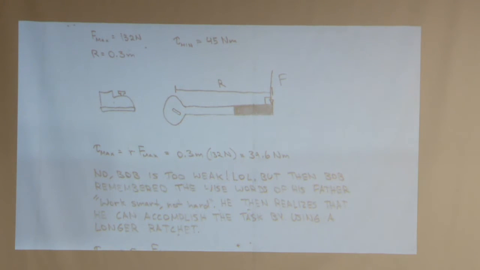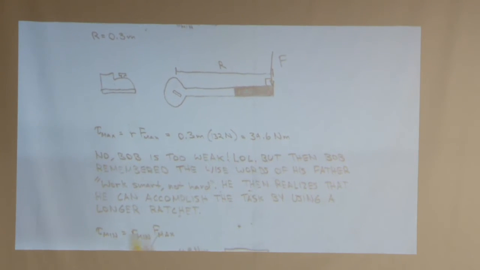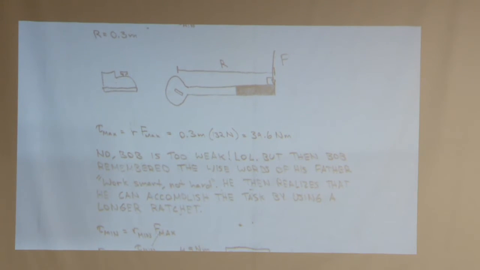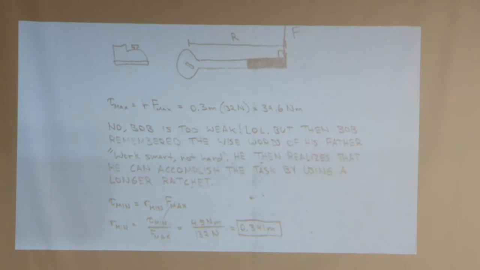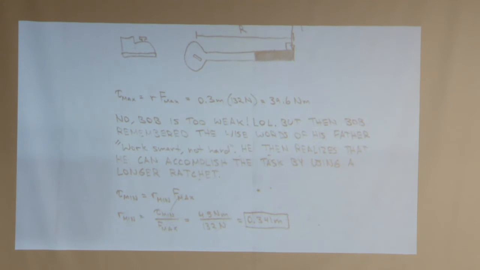All right, so now this part of the problem is going to ask, how long will the ratchet need to be in order for him to loosen his shoes? All right, so he obviously can't apply more force, so he's going to increase the radius to achieve the same amount of torque. All right, so the minimum torque needed is going to be equal to the minimum radius needed for the ratchet times his max force. All right, so then we're given the minimum torque, which is 45 newton meters. We know his max force is 132 newtons, so we can solve for the minimum length of the ratchet needed. So when we plug in those values, we get 0.341 meters.